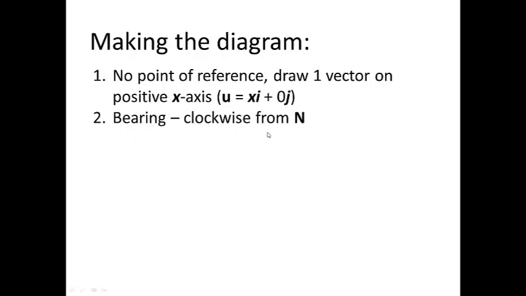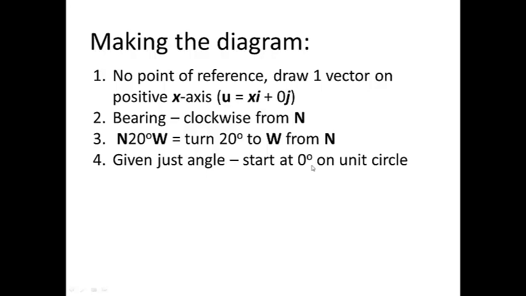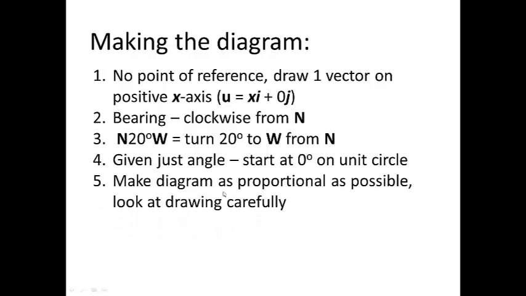Bearing. Bearing is always clockwise from the north. North 20 degrees west means to turn 20 degrees towards the west from the north. Start at the north and then turn 20 degrees to the west. Once it's given an angle, start at 0 on the unit circle. Okay, if it doesn't say bearing, it just says 20 degrees, then start from the 0 and go up 20 degrees from the unit circle. And then make the diagram as proportional as possible. If one is 500, the next one's 2,000, then make sure that one's like 4 times as long. Otherwise, your drawing's going to be all weird out and you can't figure anything out from it.